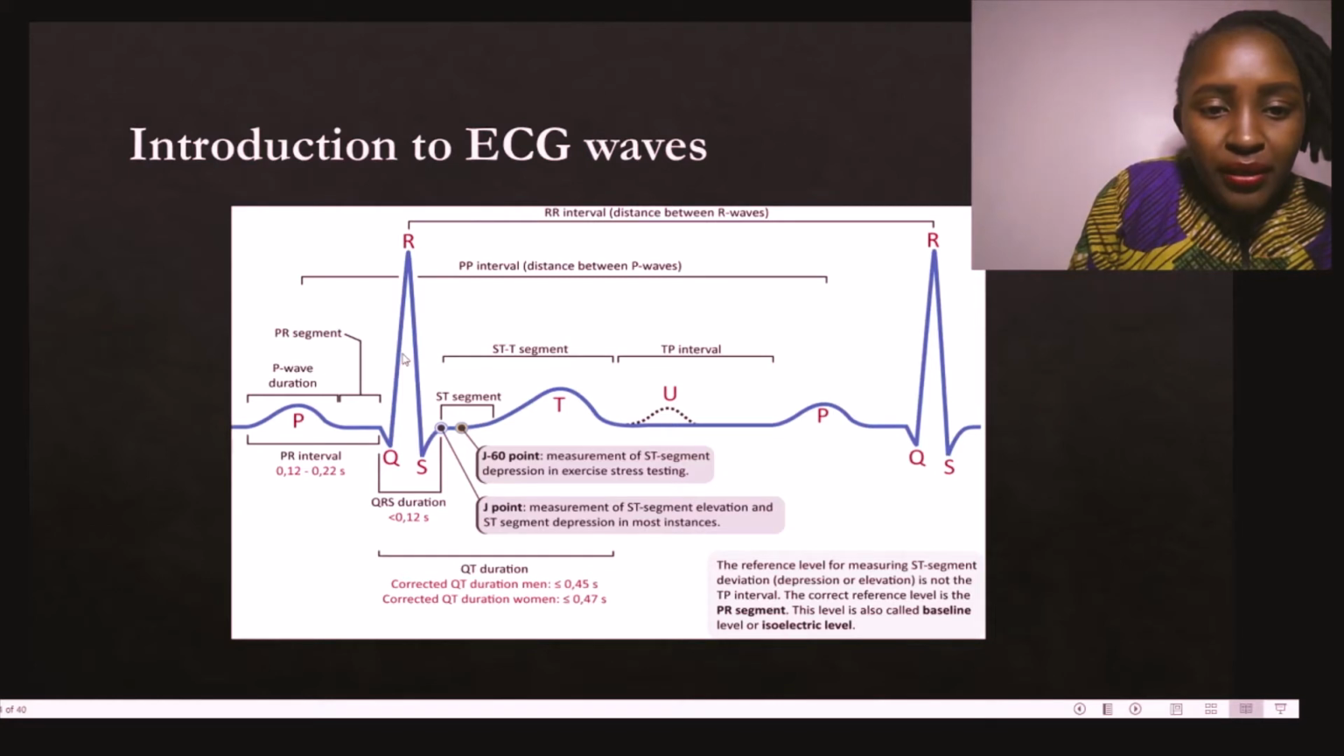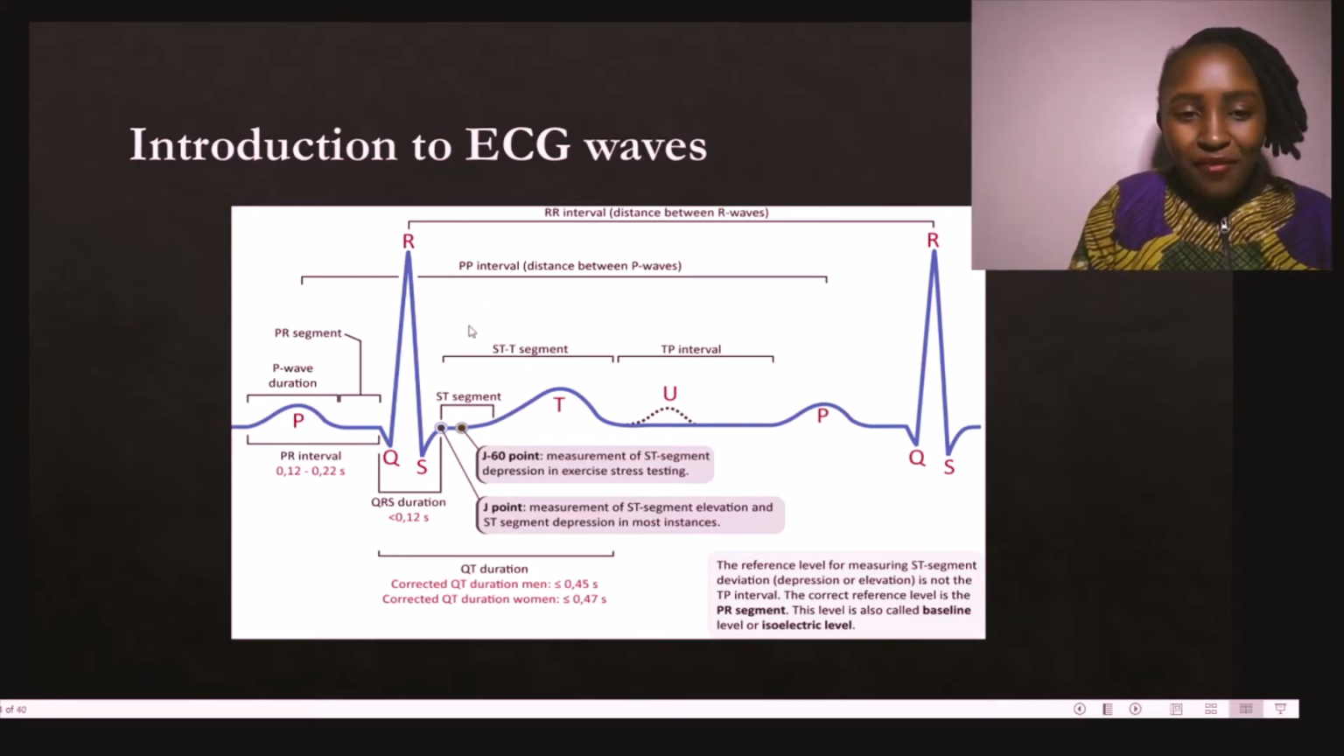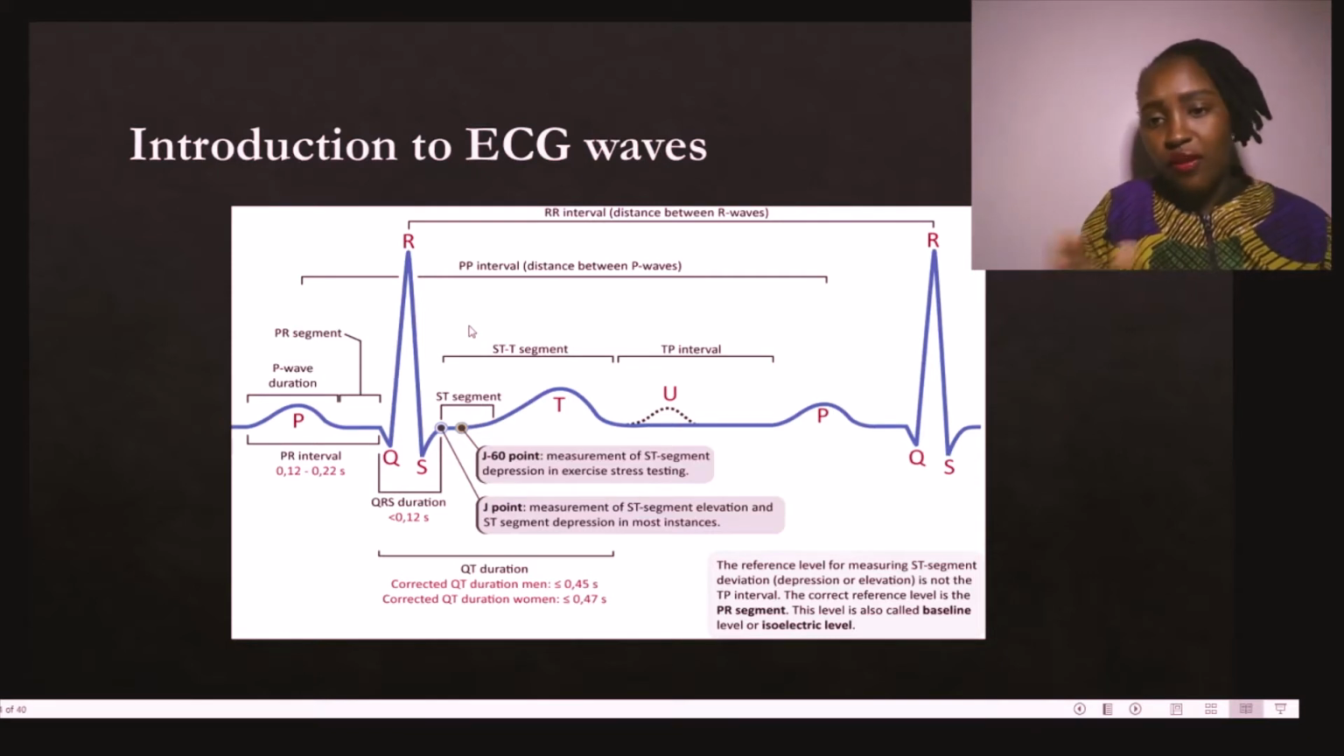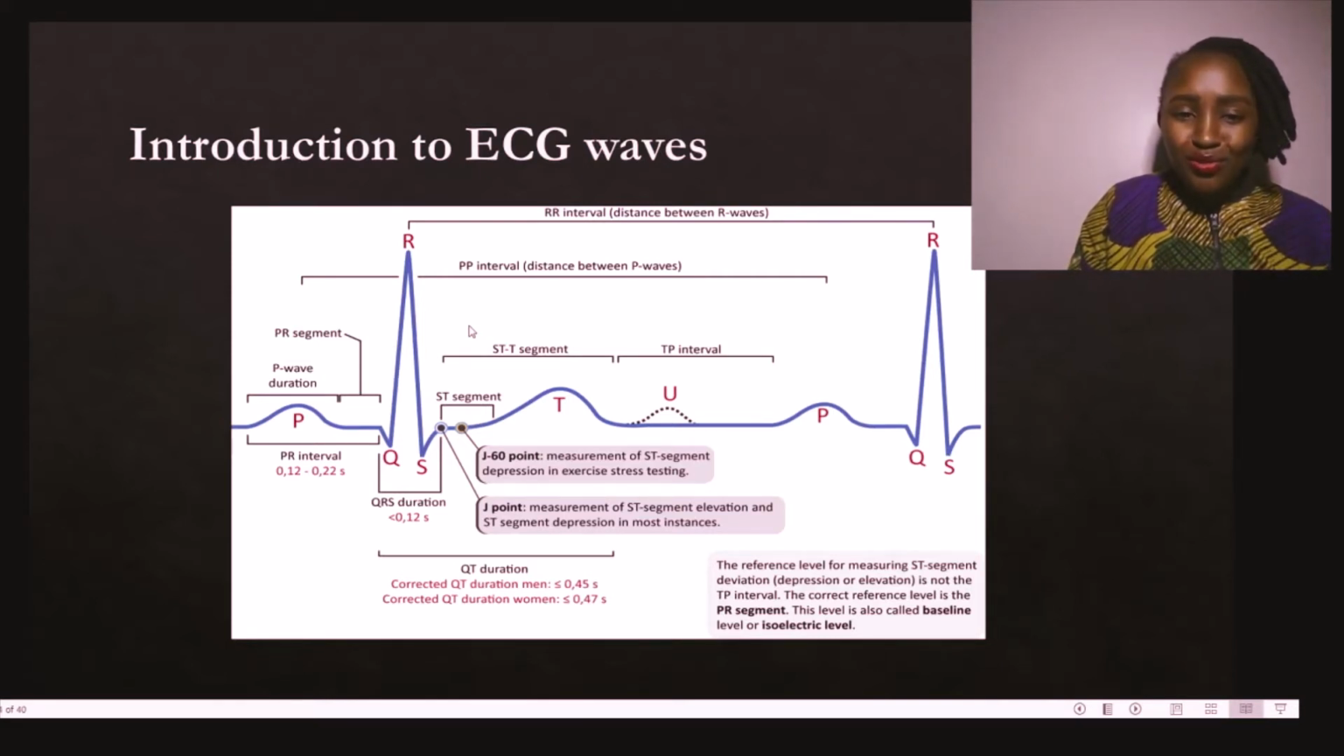So it should be 0.12 seconds, while the QRS complex as well is within the same normal range. However, there is an interval that is very important to remember, and that is the PR interval. That is where the P wave begins and where the QRS complex begins, or the R begins. This PR interval should not exceed five small boxes and should not be below three small boxes. So the normal range is between three small boxes to five small boxes, or 0.12 seconds to 0.22 seconds.